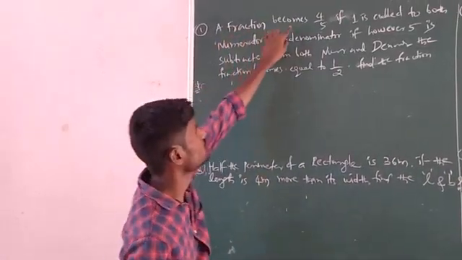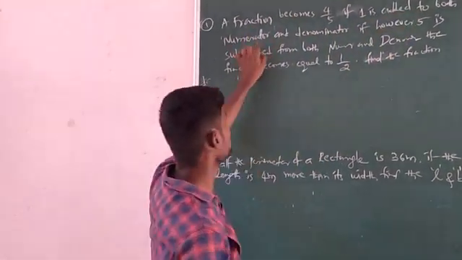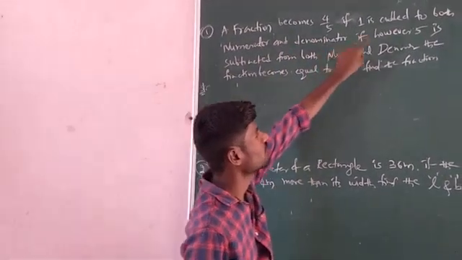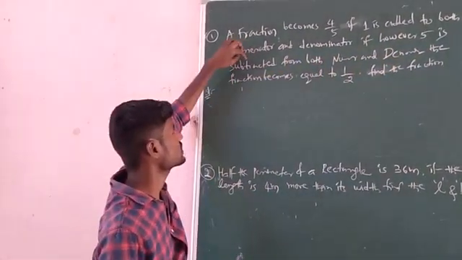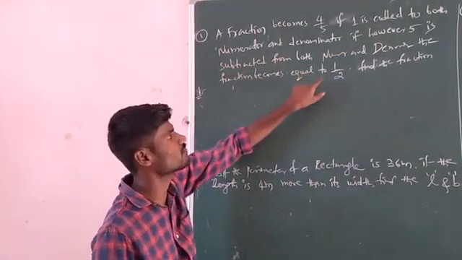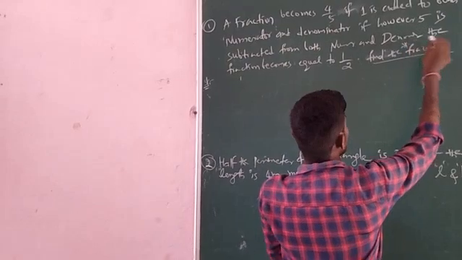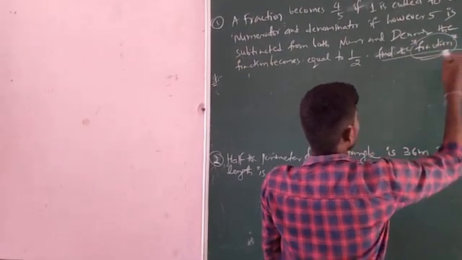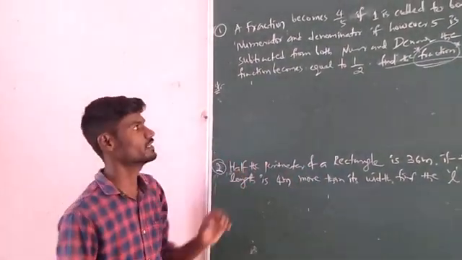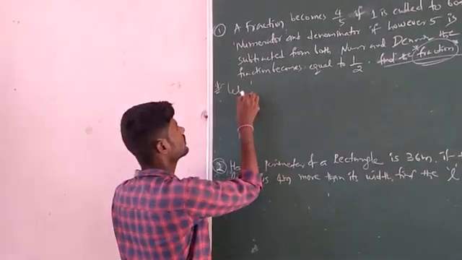So a fraction becomes 4 by 5 if 1 is added to both numerator and denominator. If, however, 5 is subtracted from both numerator and denominator, the fraction becomes equal to 1 by 2. Find the fraction. So important, see here. Find the fraction means this is the important word. So why have I put a circle? You have to find that fraction.